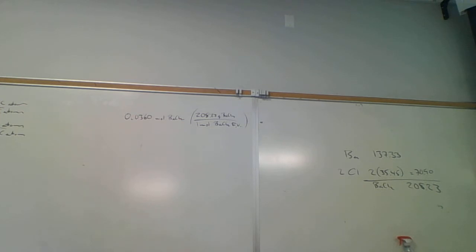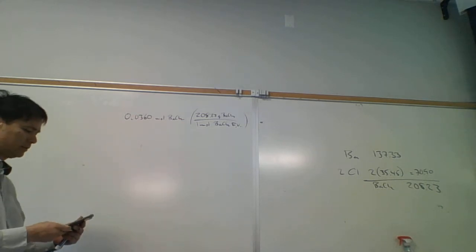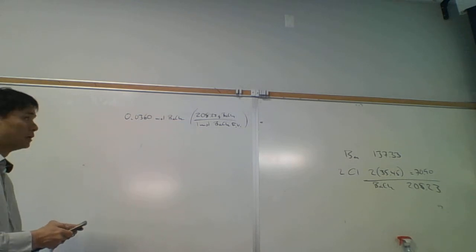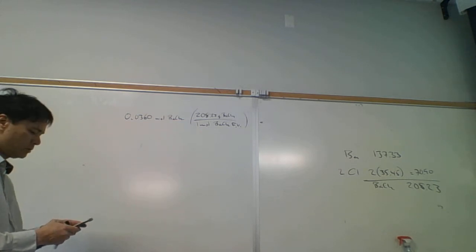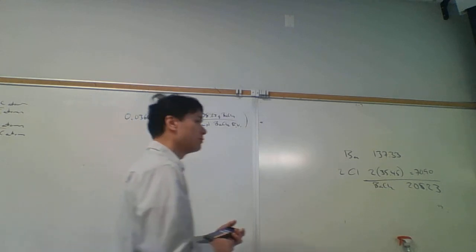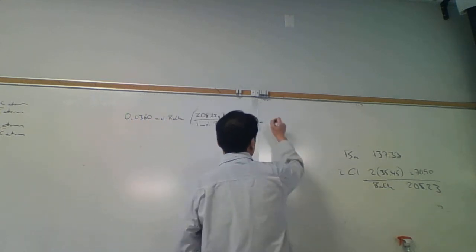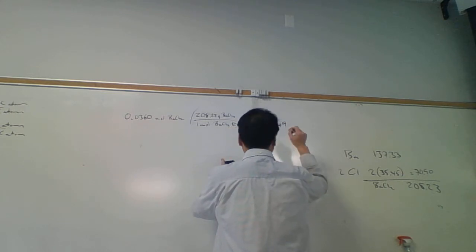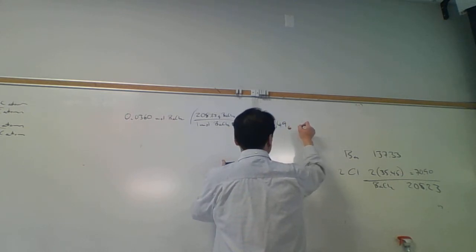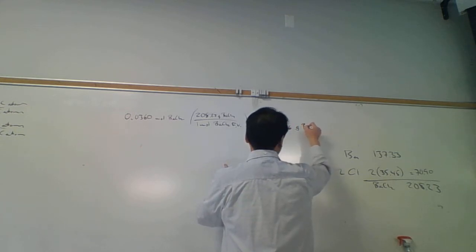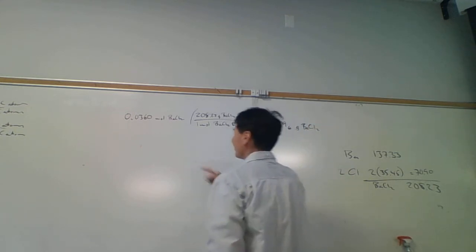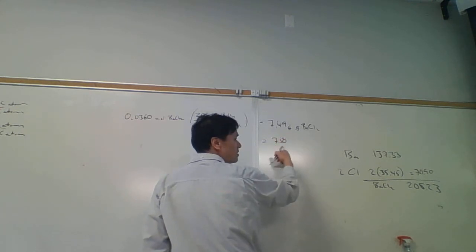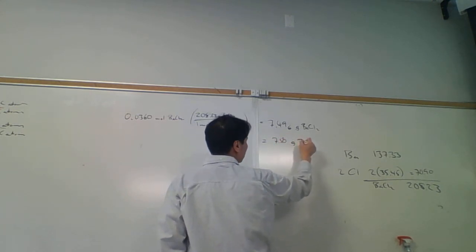I get 208.23, so my number is a little bit different, so I'm going to do the calculation. 0.036 times 208.23 gives me 7.49. How many sig figs am I allowed? Looks like 3 sig figs. And so I get the same answer as them, 7.50 after rounding, grams of barium chloride.